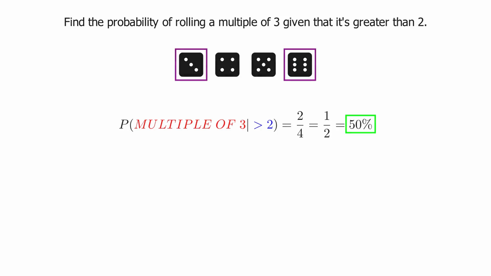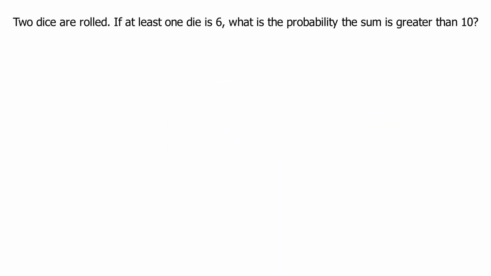So for our next example, it says 2 dice are rolled. If at least one die is 6, what is the probability the sum is greater than 10? Now this time we are given the keyword if, which also indicates we're using conditional probability. I know it's formatted a little different, but if is the same thing as what we're given. So if at least one die is 6 is essentially the same thing as saying that we're given all the pairs of dice that have at least one 6 in it. So let's first narrow down our sample space to all the pairs that have a 6.